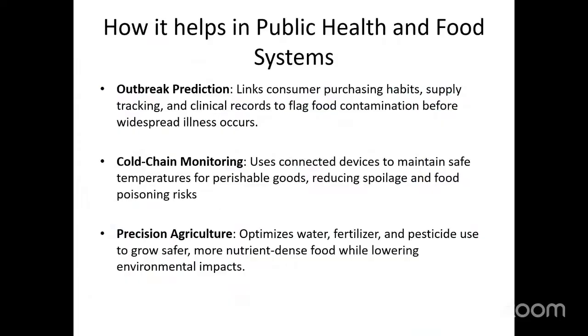So how it helps in public health and food system, these are the combination of IoT, big data, and ML collectively, how it helps in public health and food system. These are the different applications, a few applications where it can be helpful. That is outbreak prediction, for any disease if there is, then cold chain monitoring for food safety for any perishable goods, from spoiling of the food.